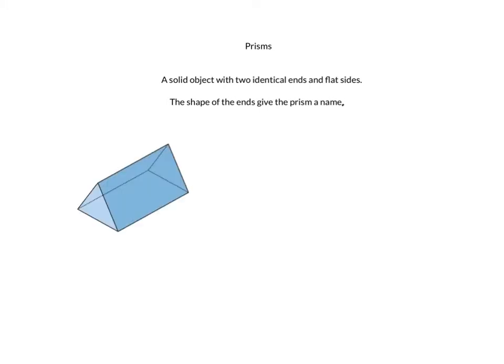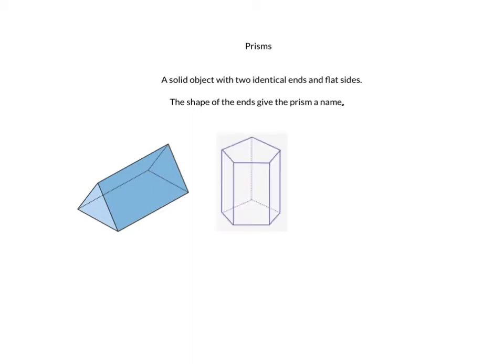A prism is a solid object with two identical ends and flat sides. The shape of the ends give the prism a name. This is a triangular prism because the ends are triangles.